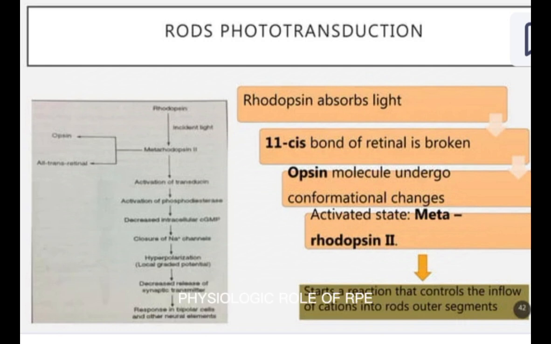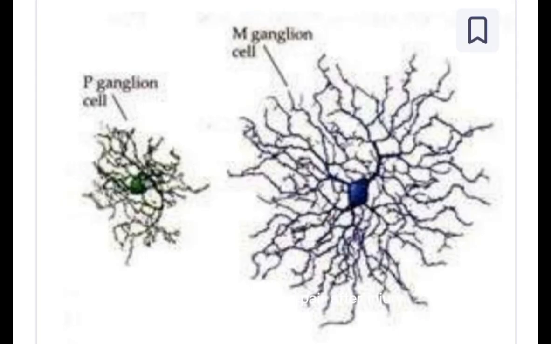Physiologic role of RPE. Functions. 1. Visual pigment regeneration. 2. Phagocytosis of the shed photoreceptor outer segment discs. 3. Maintenance of the outer blood retinal barrier. 4. Absorption of light, reduction of scatter. 5. Regeneration and repair after injury. 6. Retinal adhesion. 7. Active transport of materials into and out of the RPE.